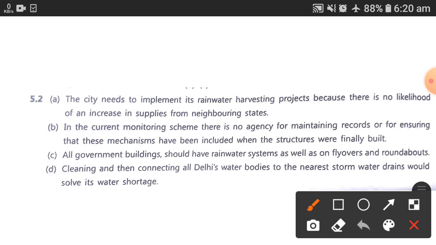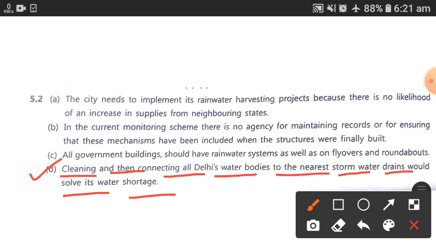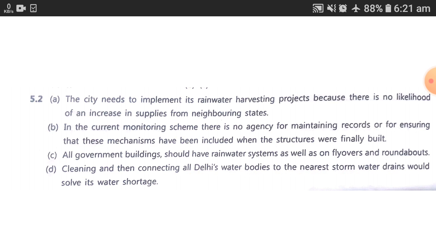Now the last one is number D: cleaning and then connecting all Delhi's water bodies to the nearest storm water dam would solve its water shortage. So these are the four answers to the above four questions. Hope you all have matched your answers with these four answers.